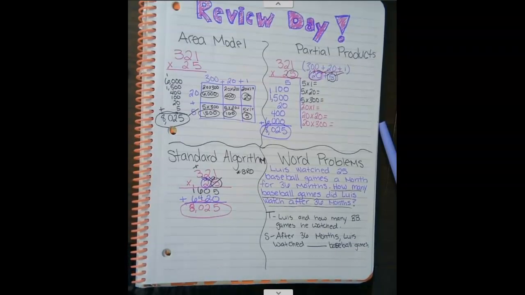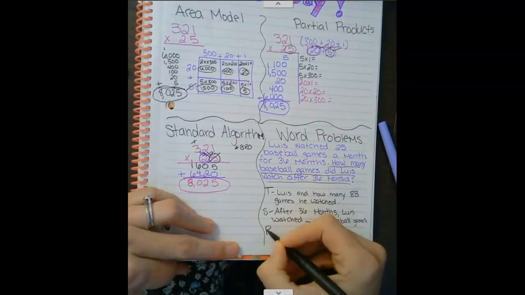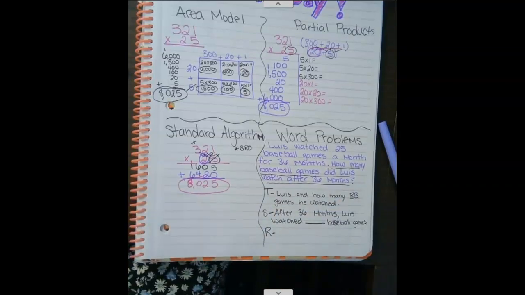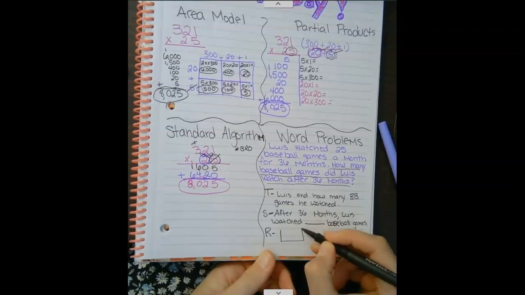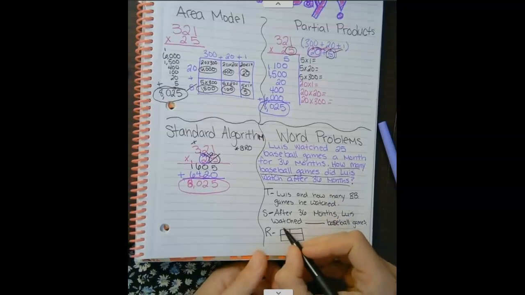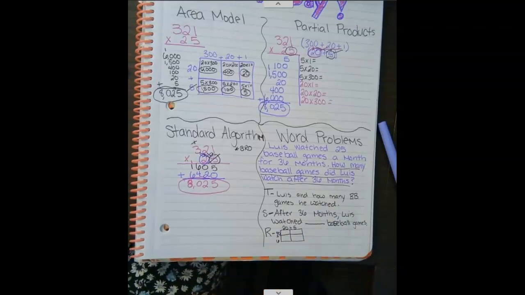All right, so now I have my R. That is my represent. Let me push this up a little bit. So for my represent, I know that I need to multiply here. So I'm just going to represent it in an area model. So I'm going to make 4 boxes because I know that he watched 25 games. So I'm going to have 20 plus 5 and then 30 plus 6. So that's going to be my representation.